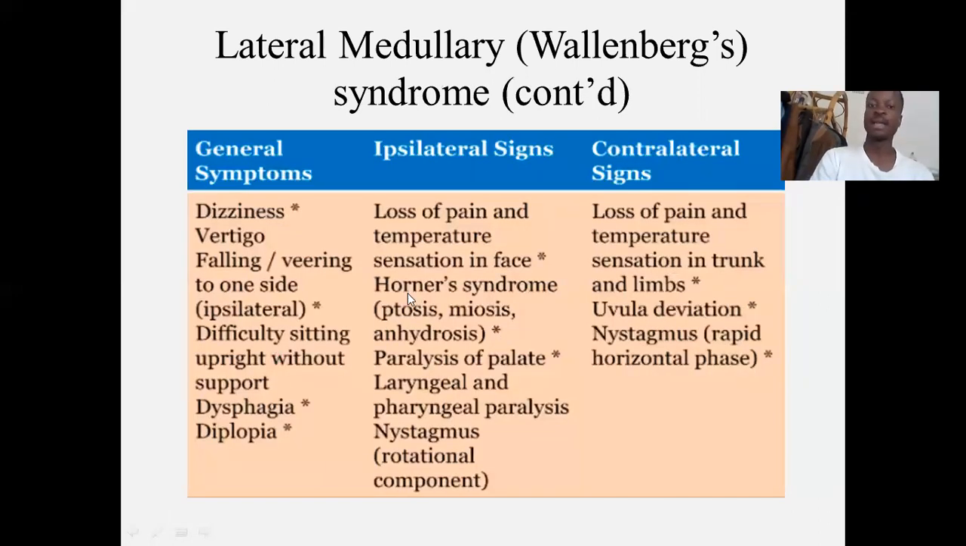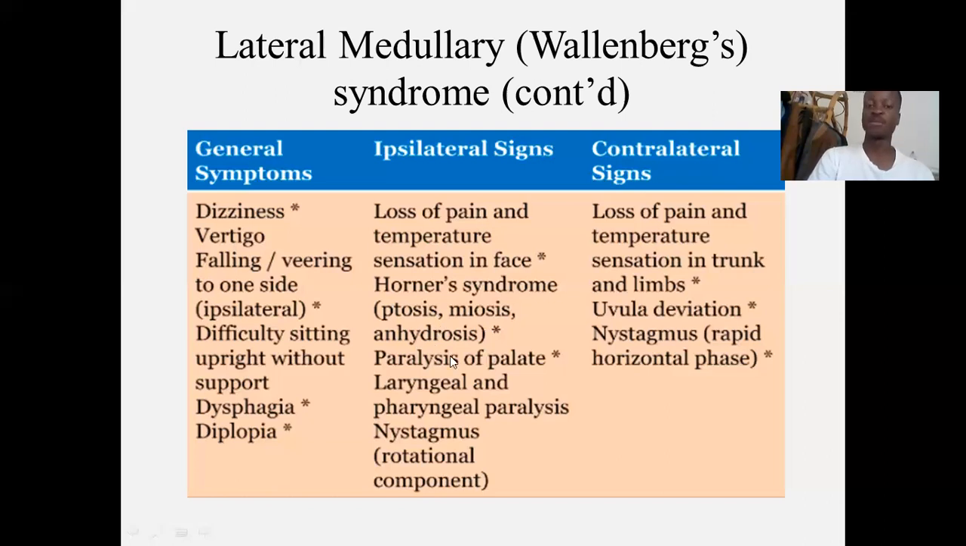So if you then look at what's going to happen, ipsilaterally, you're going to have loss of pain and temperature sensations on the face because you've affected the spinal tract of the trigeminal nerve. Then you're going to have a Horner's syndrome because you're going to affect the descending hypothalamospinal fibers that are traversing the lateral aspects of the medulla. And those fibers are carrying sympathetic fibers going to the thoracolumbar region for those lateral gray horns. And it's going to result in ptosis, miosis, and anhidrosis.